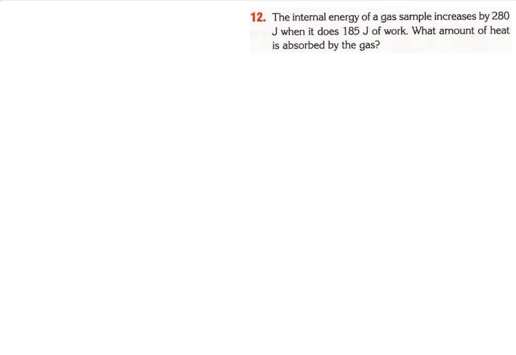So here it is better if we write the given firstly. The internal energy of a gas increases, yeah? So we write delta U will be equal to positive 280 joules. And then we have the system does a work, so work done by a system is positive 185 joules. And we need to get the heat absorbed by the system, yeah?